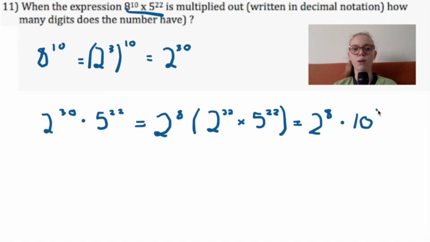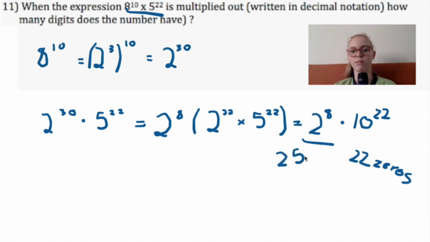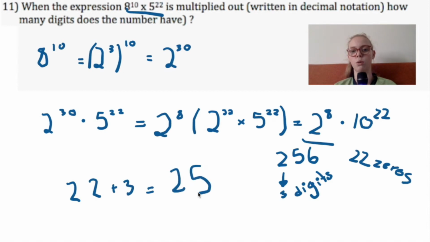Now remember, the problem is asking us for how many digits this has. So we need 22 zeros from 10 to the 22. And we also need however many digits are in 2 to the 8th power. So we know that 2 to the 8th power has 3 digits, because 2 to the 8th power is 256. Now we just add these digits. We have 22 zeros plus 3 digits, and that is 25 digits in total.